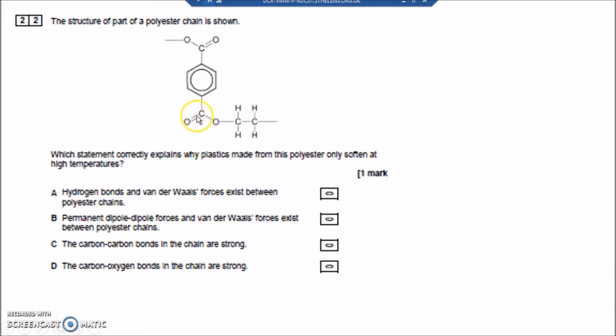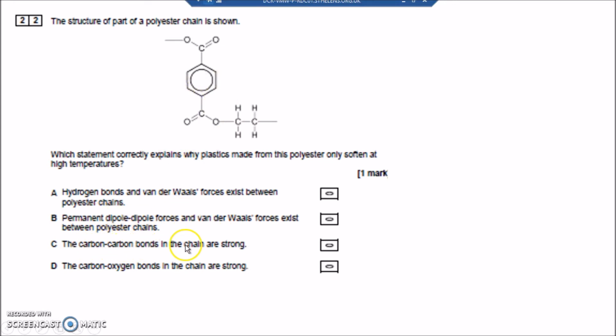Yes, that's true, because I've got a polar bond here with my oxygen more electronegative than my carbon, so this would have a delta minus and this would have a delta plus. In an adjacent molecule I'd have another polar bond, so I'd have dipole-dipole attractions between the polymer chains. I'd also have van der Waals forces, the attraction between the electrons in one molecule and the nuclei in another. I'll always have van der Waals forces as intermolecular bonds. So B is correct. Let's just check the others.